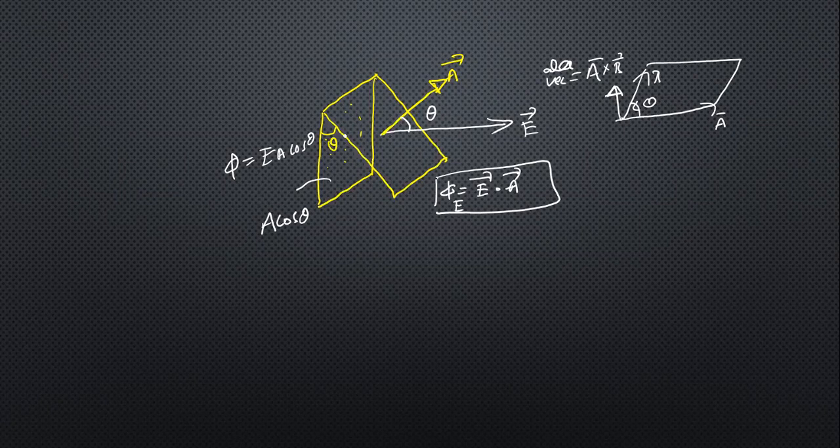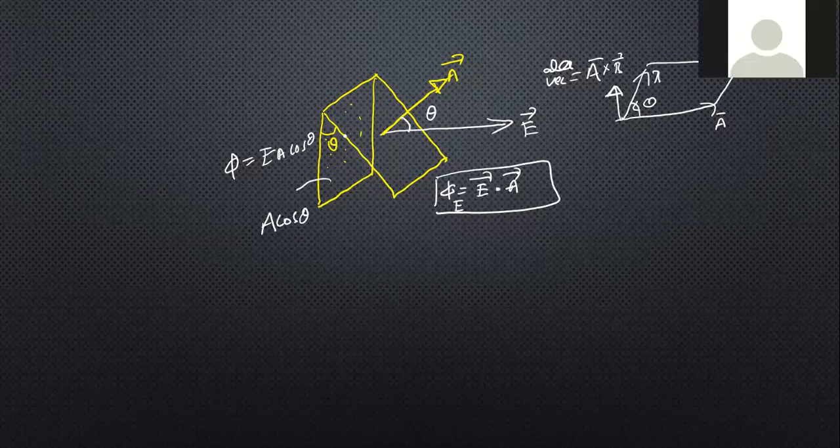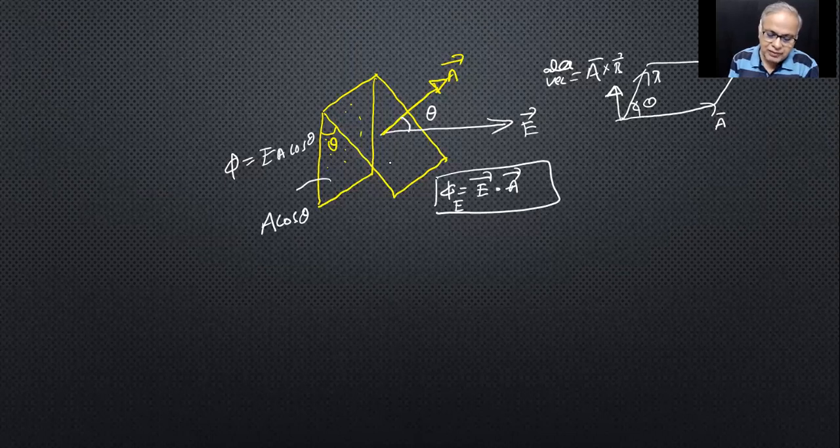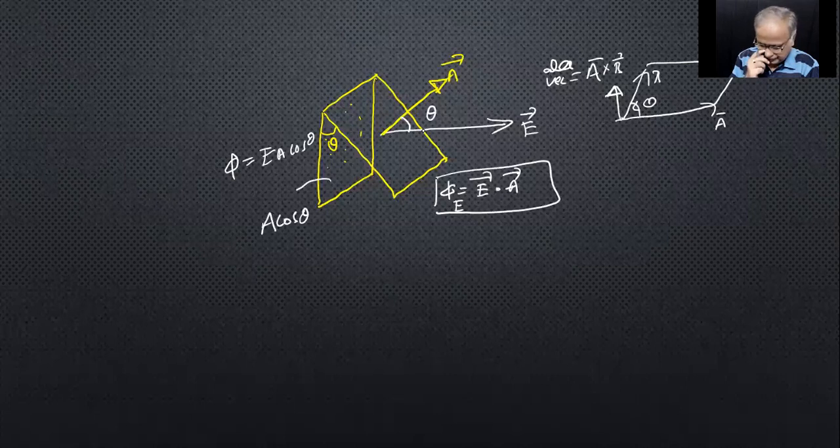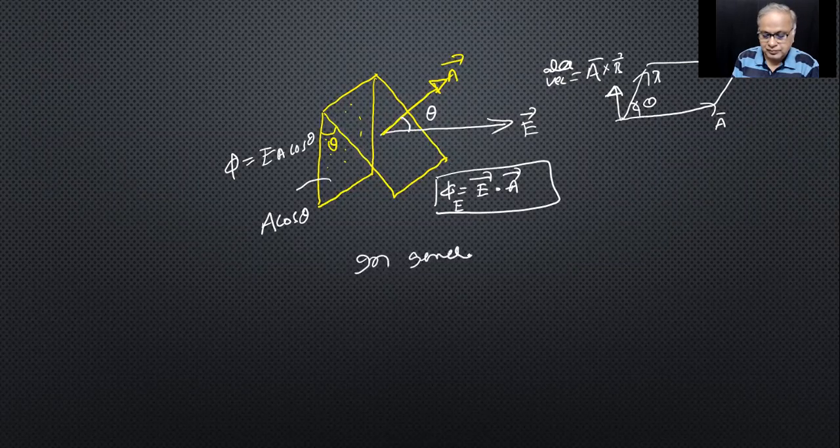Hope people understood this. I'm waiting for you to write. Here, remember, this area is flat. Everywhere the angle between the area vector and the E vector is theta only here. But area can be of any shape. In general, area can be of any shape. But even then, we don't bother.